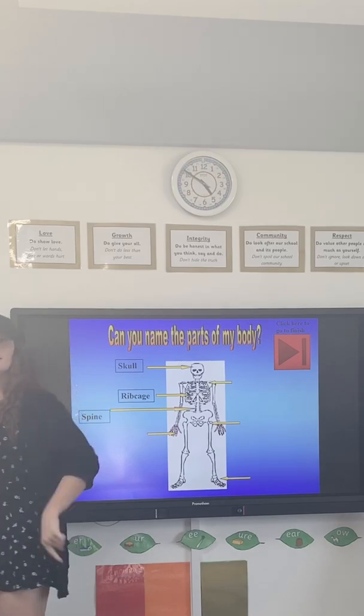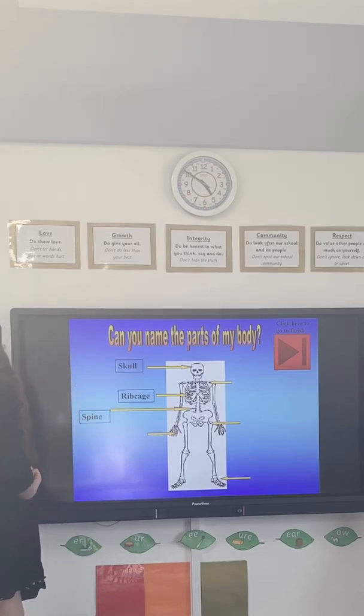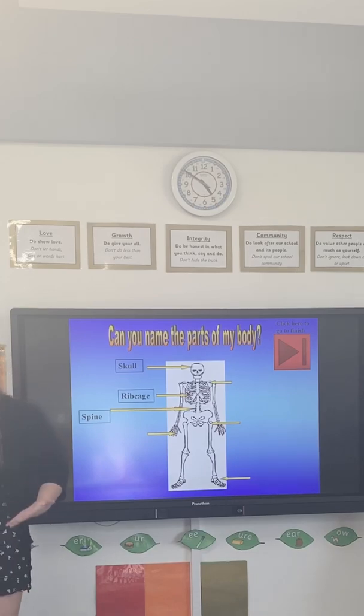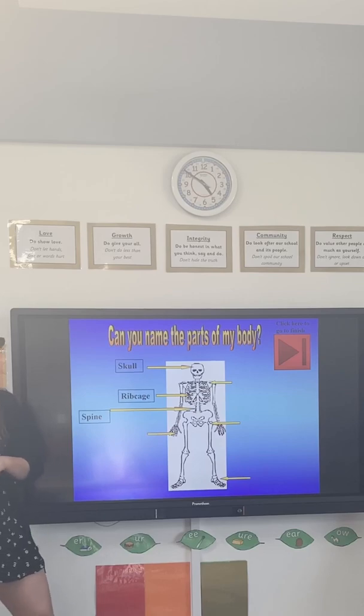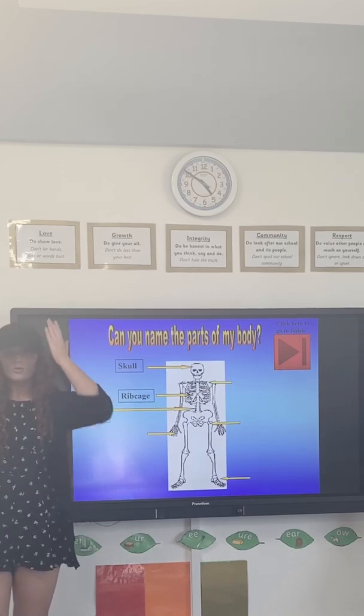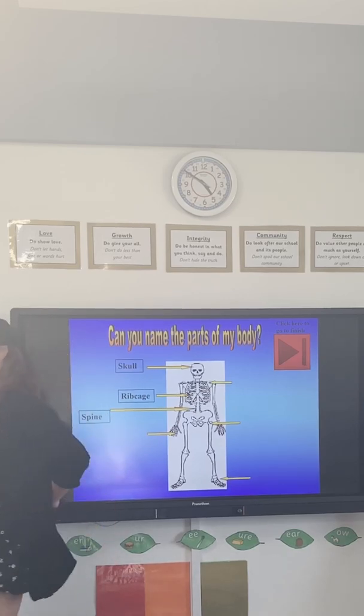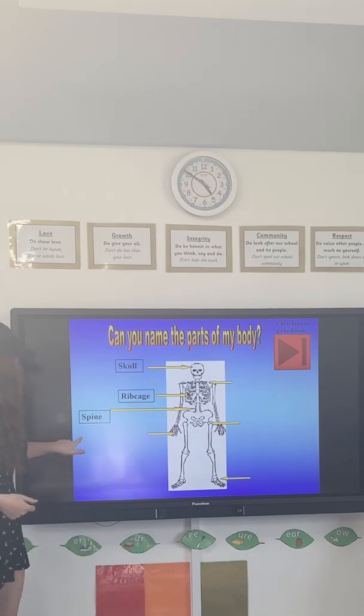We've got our spine, and that's the big bones, the vertebrae that are going all the way down your back, and they allow you to move forwards and backwards and sideways and all over the place. So we've got our skull, we've got our rib cage, we've got our spine going all the way up.